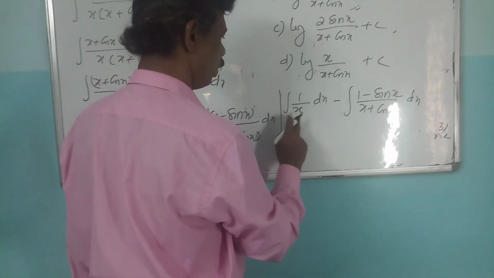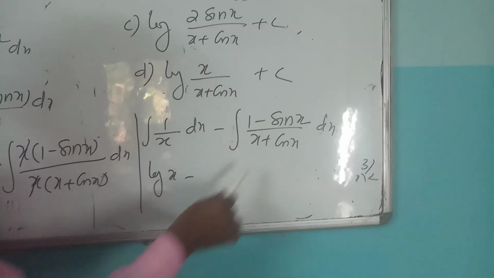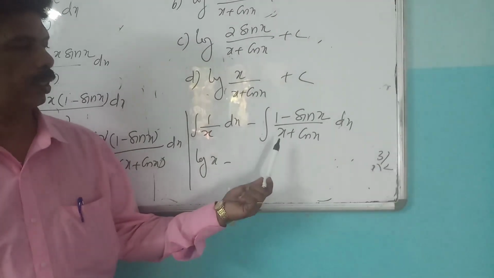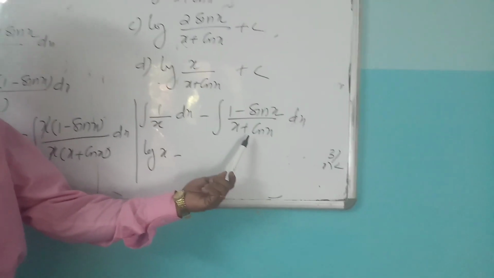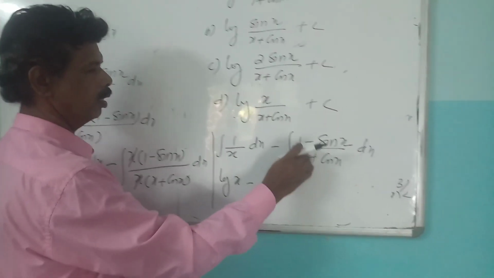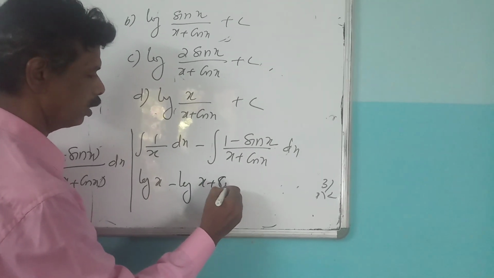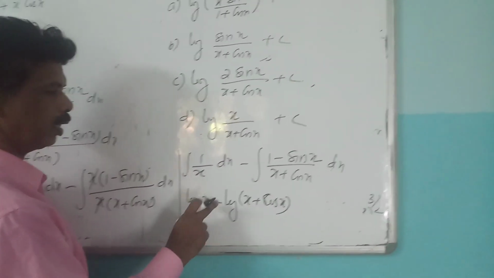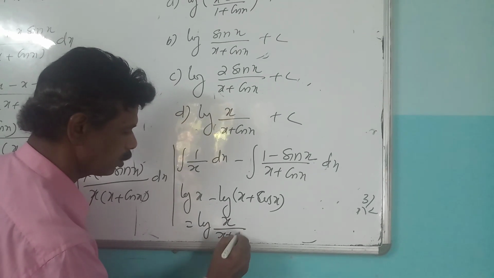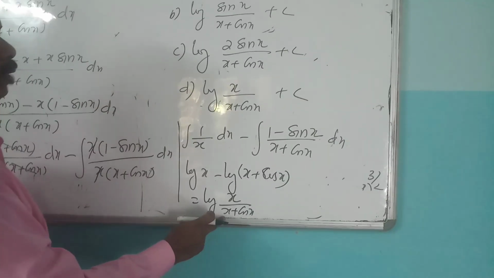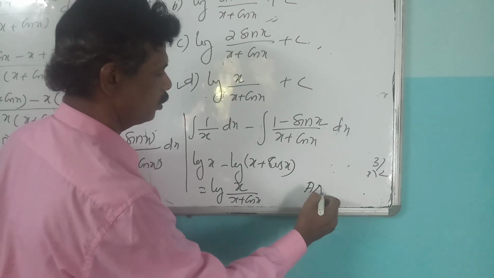Integral of 1 by x is equal to log x minus, here also the numerator is the derivative of denominator. The derivative of x is 1 and derivative of cos x is minus sin x. The numerator is the derivative of denominator, that is 1 minus sin x. Then if numerator is derivative of denominator, then integral equal to log of denominator, that is log x plus cos x. Okay, log a minus log b equal to log a by b. Therefore, our answer is log x by x plus cos x. So the answer is b.